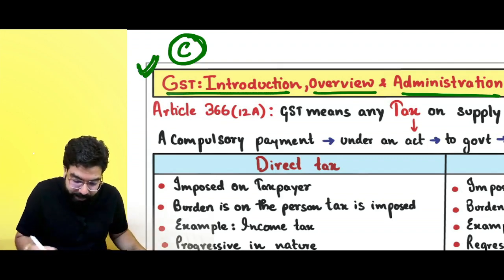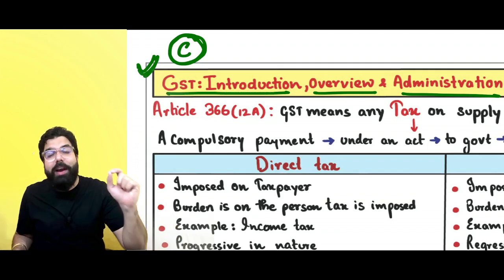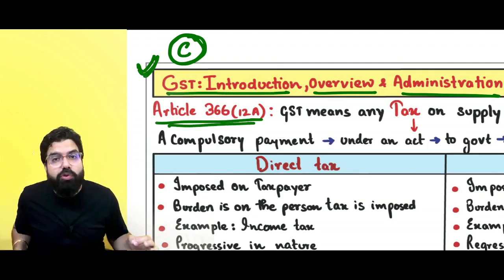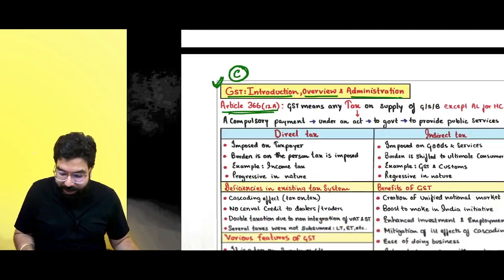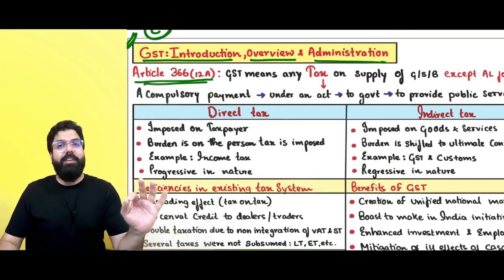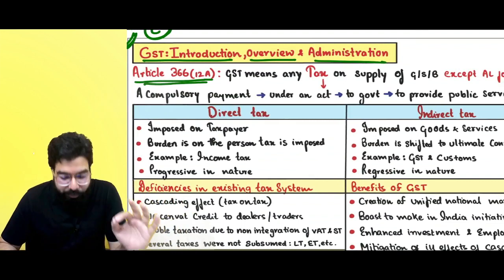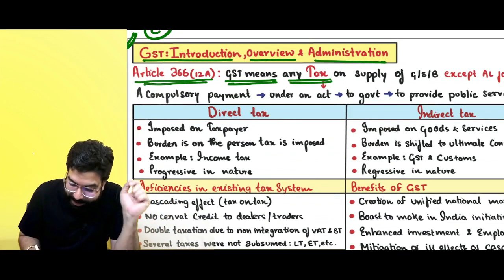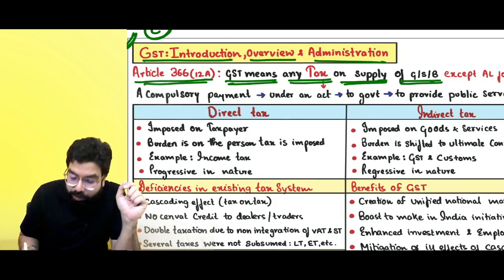Let's start the chapter now. GST Introduction, Overview and Administration. First of all, Article 366, clause 12A of the Constitution of India gives the definition of GST. GST means any tax on supply of goods, services, or both.